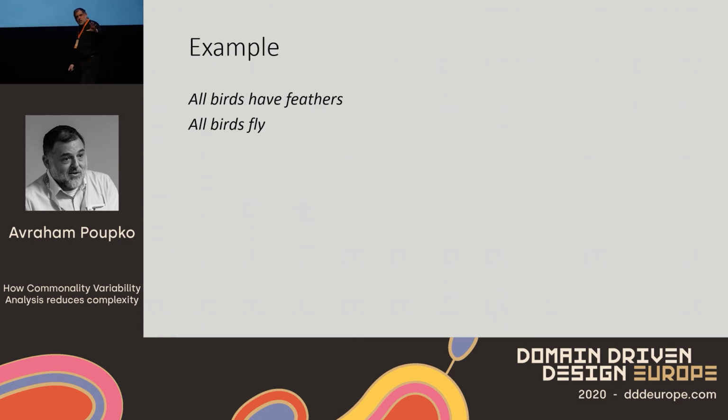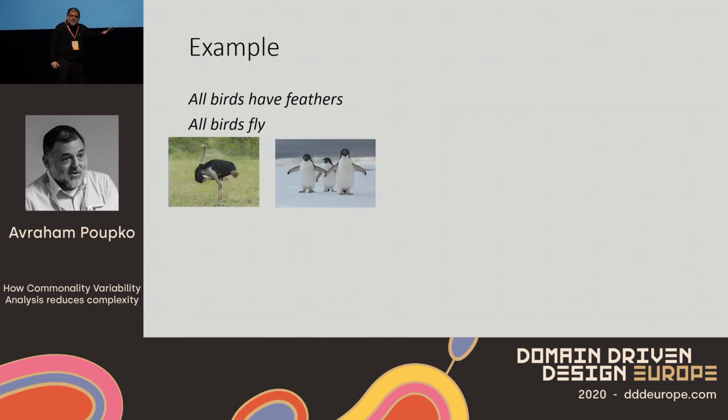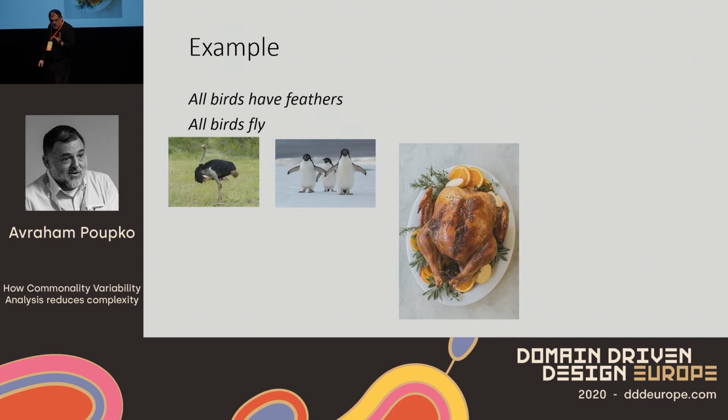So, I want to tell you a bit about birds. All birds have feathers, and all birds fly. Now, there might be some exceptions to that. For instance, I might tell you about the penguin or the ostrich. They have feathers, but they don't fly. Now, of course, I can tell you about the turkey. The turkey doesn't have feathers and doesn't fly, at least the cooked turkey, that is, right? This turkey here doesn't have feathers, and it's probably not going to fly.